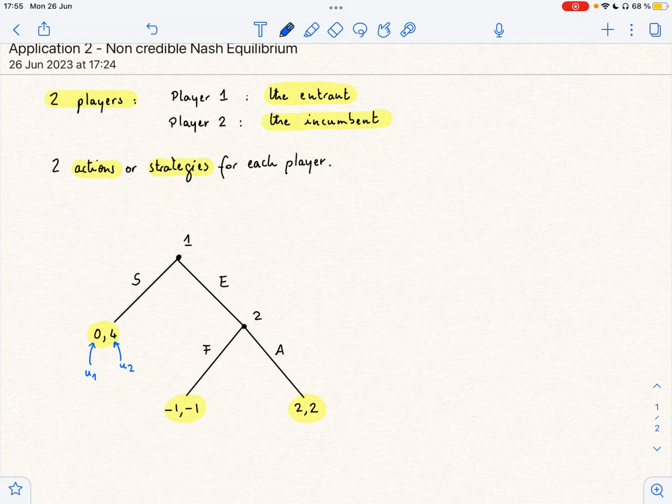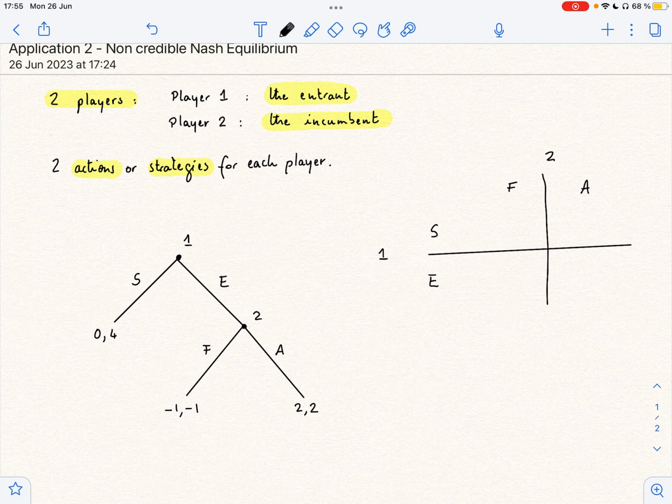Okay? So now that we have understood the basic structure of the game, typically you're more familiar with a normal form game or a matrix representation of a game. And here the matrix representation, typically we put player 1 as the row player. Player 1 can either choose stay out of the market or enter the market, and player 2 as the column player can either choose to fight or accommodate, right? And so here we have a 2x2 matrix, and here we can report the payoffs. And so here, if player 1 stays out of the market, the payoff is always going to be 0, 4.